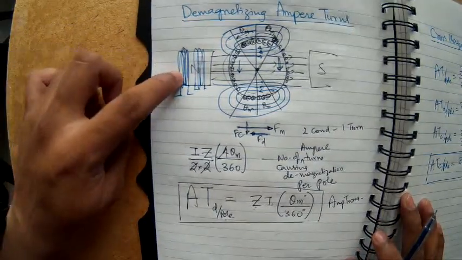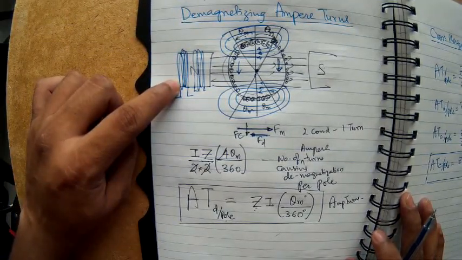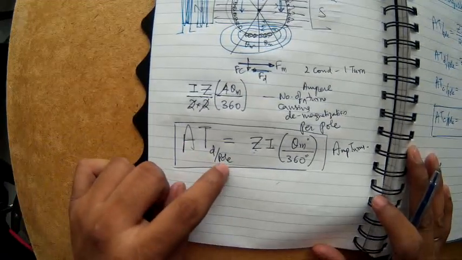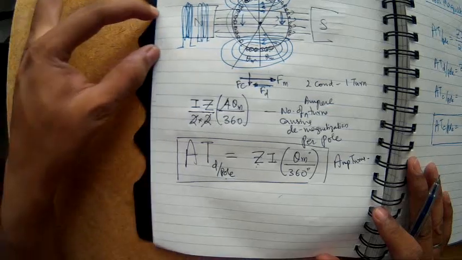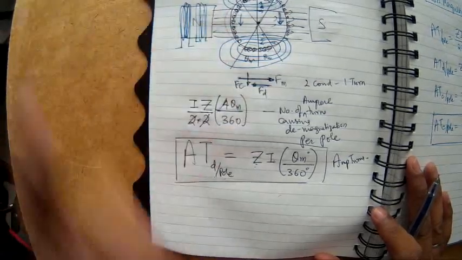Now, how many ampere turns should this additional field winding have? Nothing but Fd per pole. So that is one way of strengthening the main field, thereby you are cancelling the demagnetizing effect.